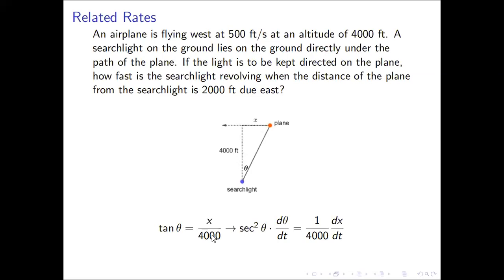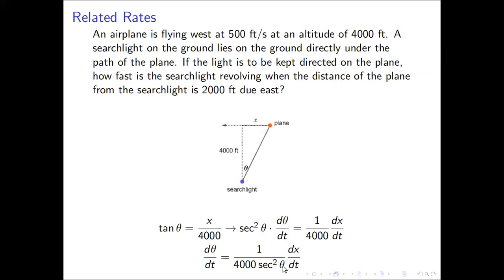Differentiate the right hand side. This is just a constant, 1 over 4,000. So differentiate x with respect to time. Now, since we are looking for d theta over dt and not dx over dt, it is d theta over dt that we're going to solve for, unless this were given and this is the one to be found. So solving for d theta over dt, we get this. Just divide by secant squared theta. You have this expression. And that means we can solve for this rate of change if we know the values of dx/dt and secant squared theta.